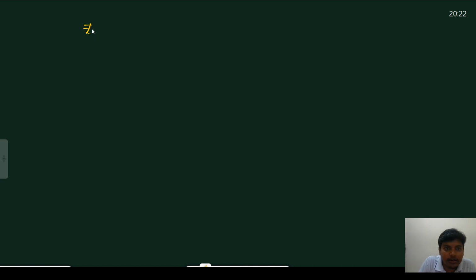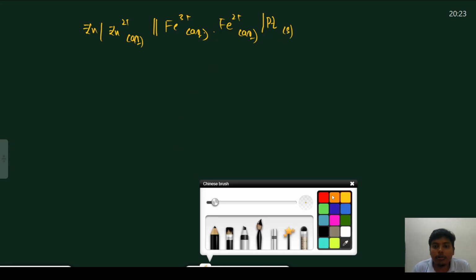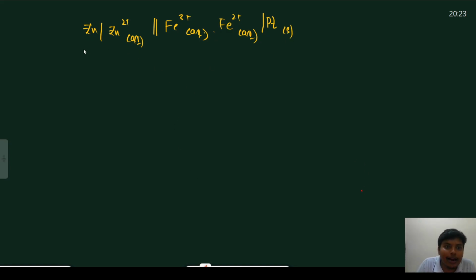That is Zn2+ aqueous, salt bridge, Fe3+ aqueous, Fe2+ aqueous, platinum solid. Now how to write? First you have to write the anode reaction.